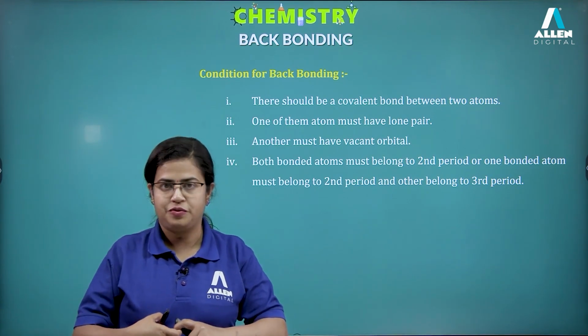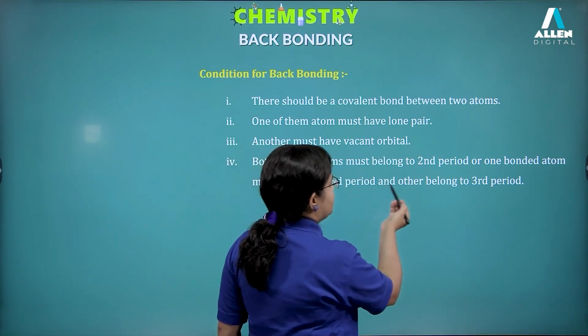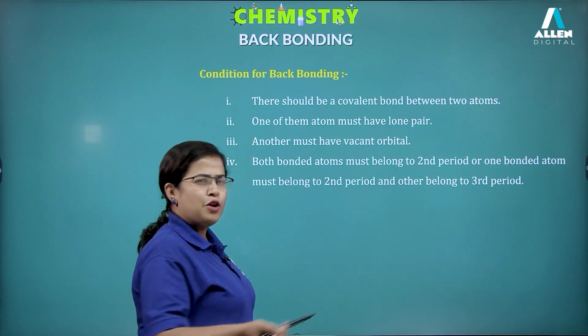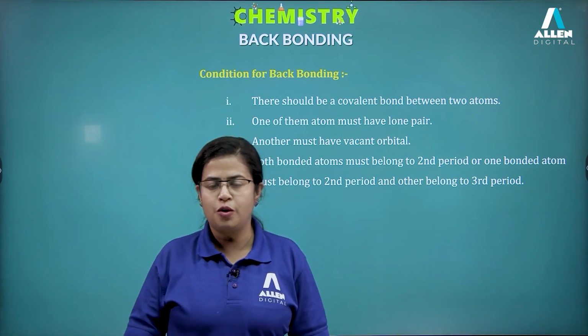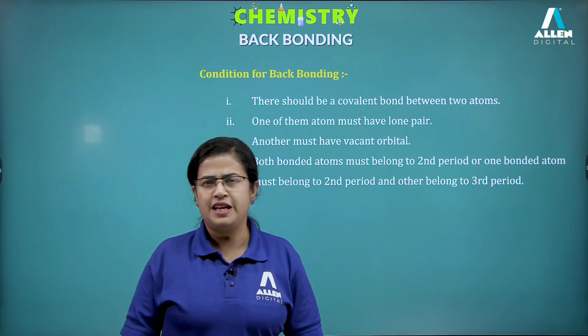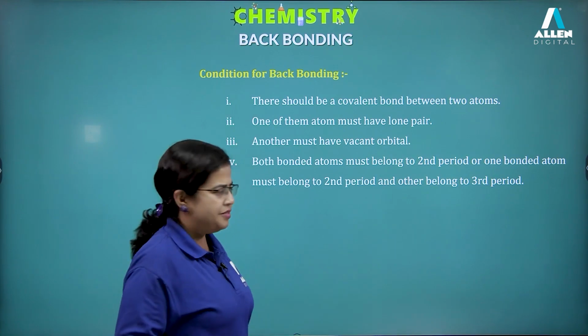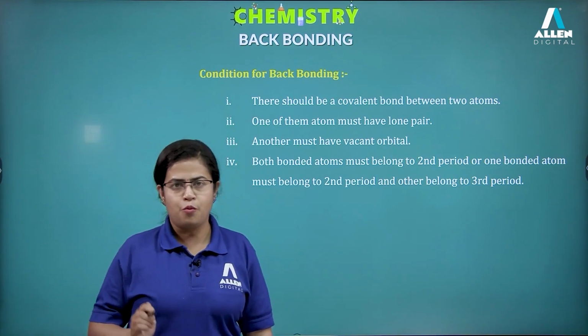be quite effective. But if at least one of the atoms belongs to the second period, and let the other belong to the third period, let it be 3p or let it be 3d also, not a problem. Good enough compatibility is seen in those cases also. Fine. So these are the conditions for back bonding.